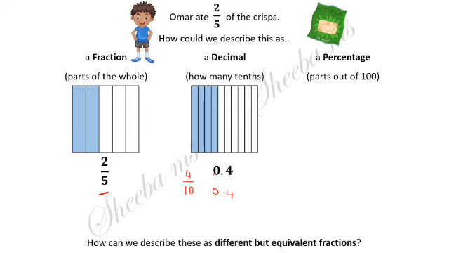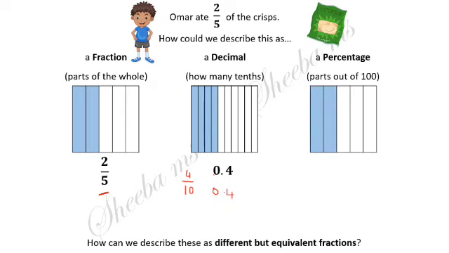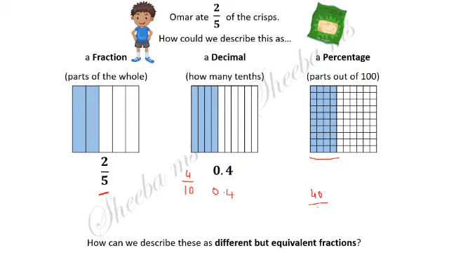How do you write this as a percentage? Percentage means we want to find how many parts out of 100. So here we have 2 by 5. Let us make it into 100 parts. Out of that, how many parts are shaded? 10, 20, 30, 40 parts out of 100. So 40 out of 100 means 40 percent.